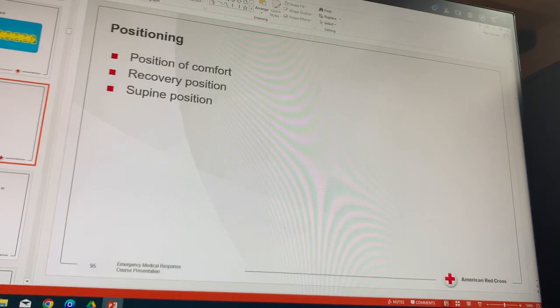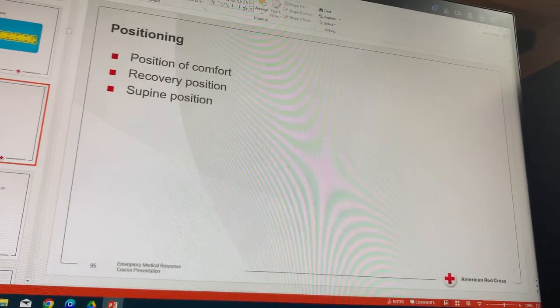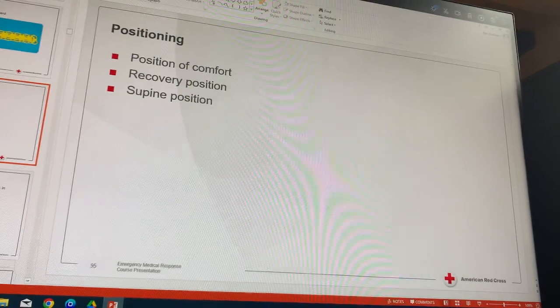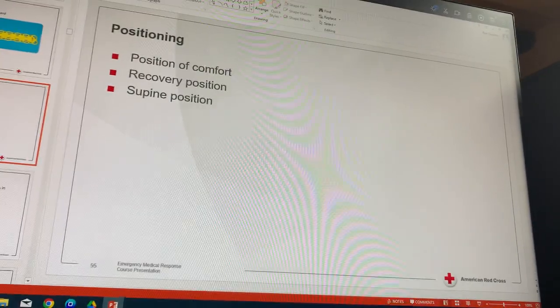Positioning. Make patients as comfortable as possible while awaiting transport. Unless a life-threatening emergency dictates the necessity, do not move an injured patient. A patient is usually moved by EMRs once the patient has been examined, evaluated, and stabilized.